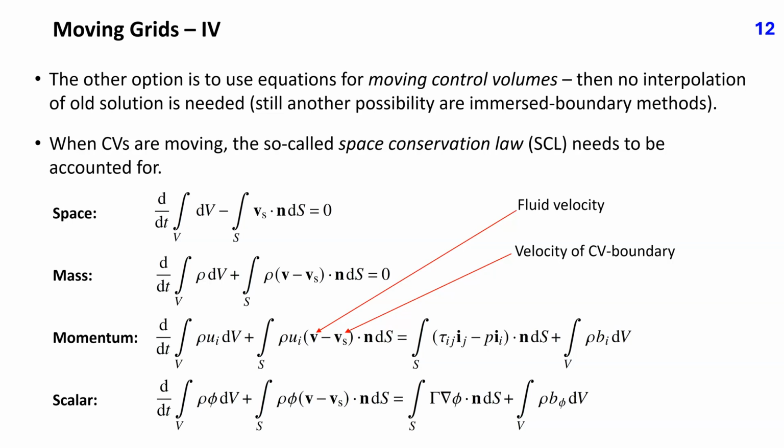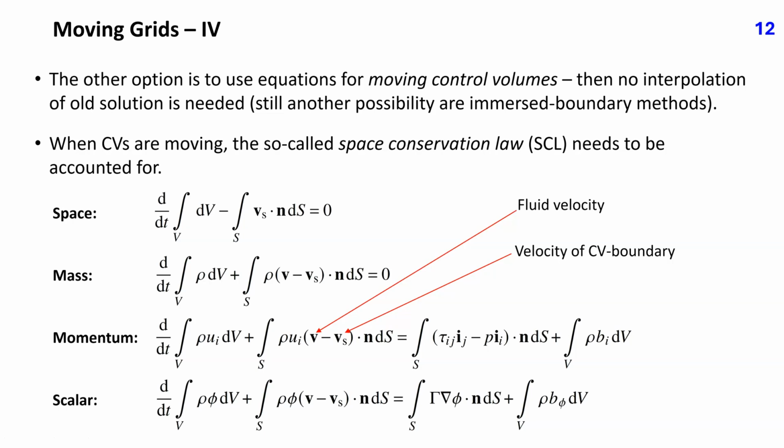When equations written for moving control volumes are used, in addition to conservation equations for mass, momentum, and scalar quantities, the so-called space conservation law needs also to be accounted for. Note that the time derivative in these equations expresses the change in time along the path of the cell center motion, that is, for different locations at consecutive time steps. Although these terms are discretized in the same way as time derivatives in equations for fixed control volumes given in slide 7, the meaning is different.